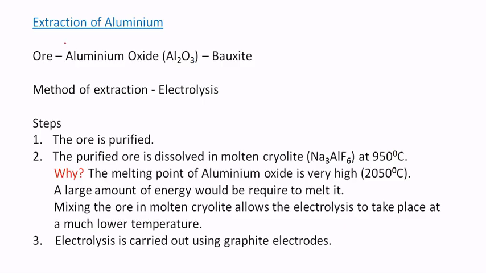Let us first look at the extraction of aluminium, and this is one that you're required to know. So you need to know the ore that we are using. The first thing, the ore is aluminium oxide. You need to know the formula. It's Al2O3 and is also referred to as bauxite. So we can get bauxite from Jamaica and also from Guyana.